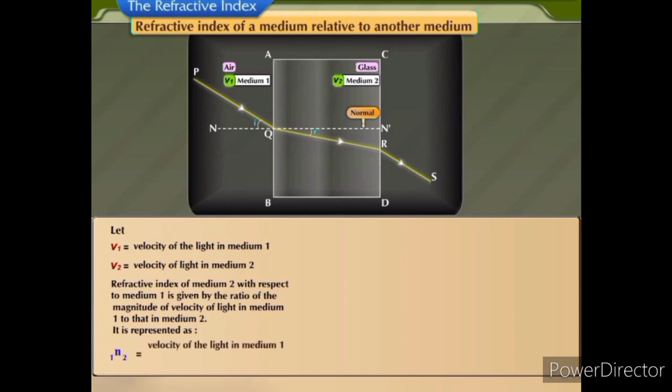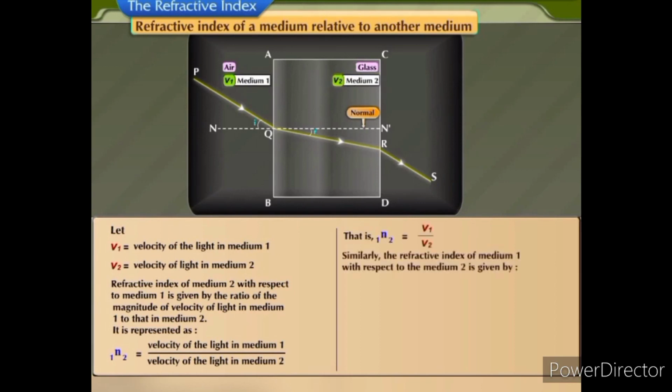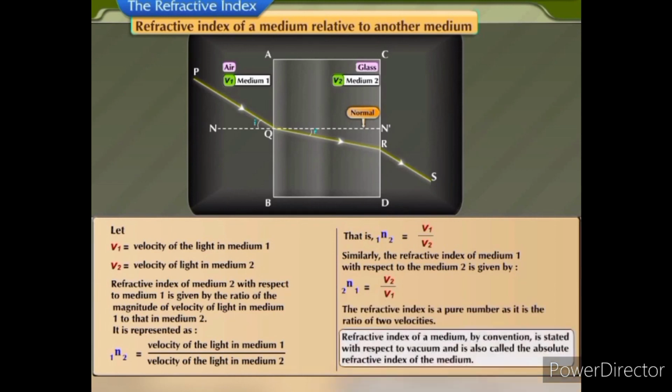1n2 is equal to velocity of light in medium 1 upon the velocity of light in medium 2. That is, 1n2 is equal to V1 upon V2. Similarly, the refractive index of medium 1 with respect to the medium 2 is given by 2n1 is equal to V2 upon V1. The refractive index is a pure number as it is the ratio of two velocities. Refractive index of a medium by convention is stated with respect to vacuum and is also called the absolute refractive index of the medium. Let us understand this concept in detail.